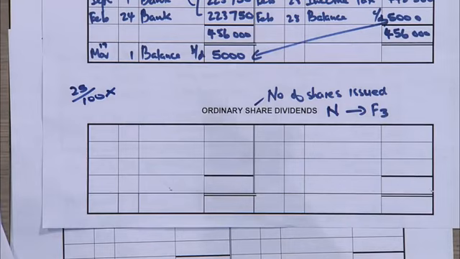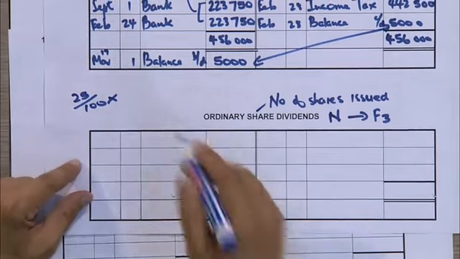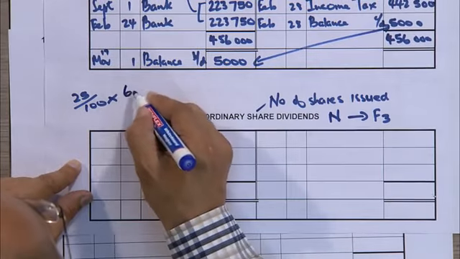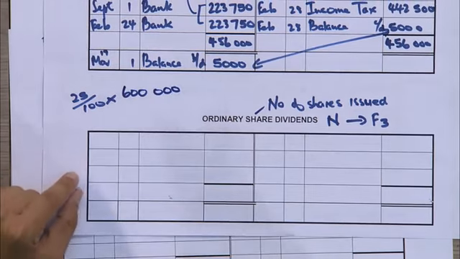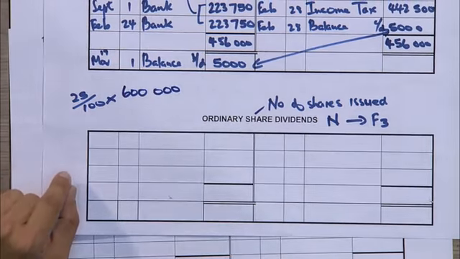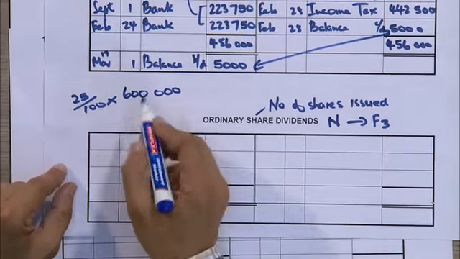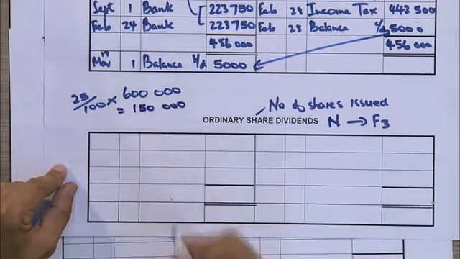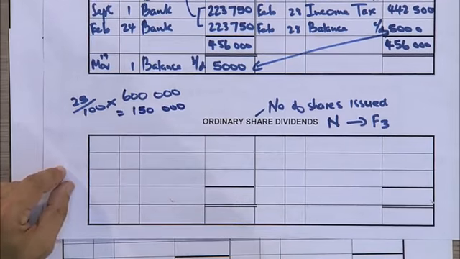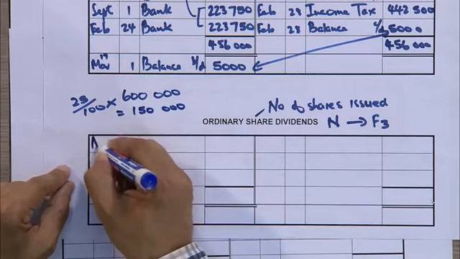Then it says that the new shares do not qualify for dividends. Okay, so the new shares do not qualify for dividends. That means on the 31st of August, you only had 600,000 shares. So if I take 25% of 600,000, I will get 150,000.